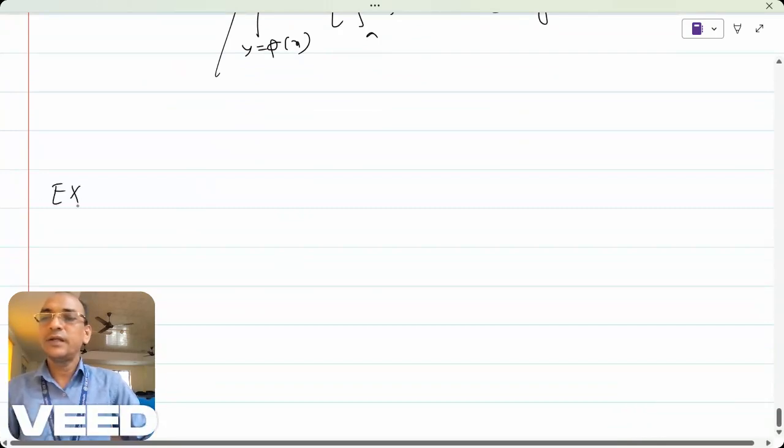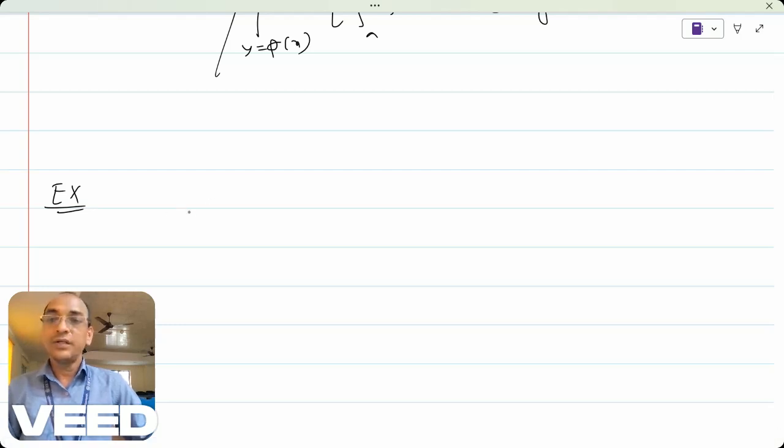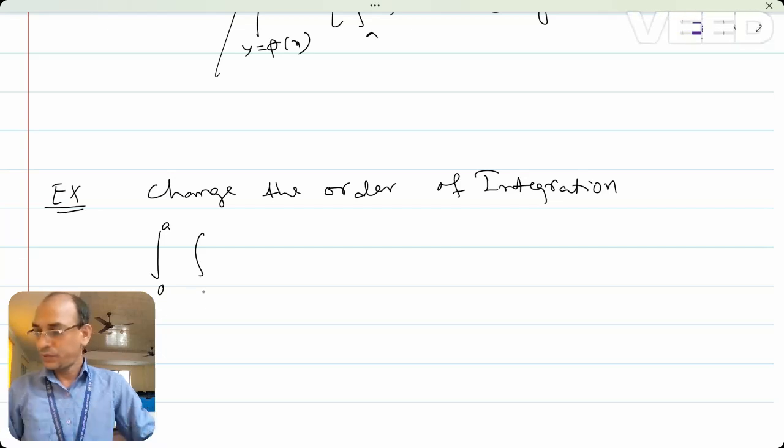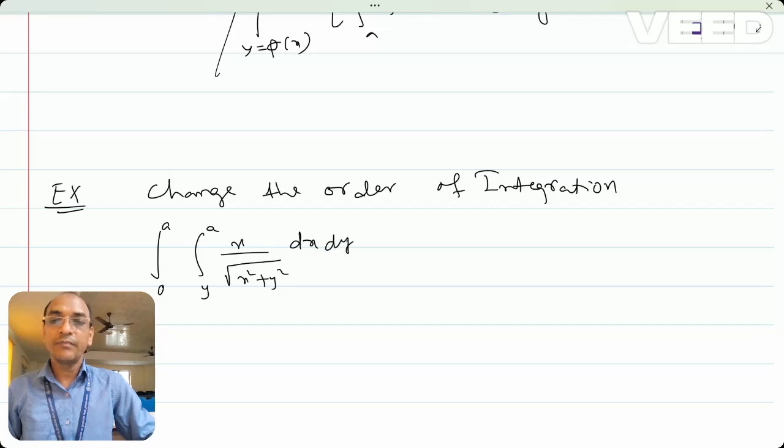Question you will get like this. Example: change the order of integration, integration 0 to a, integration y to a, x by root over of x square plus y square, dx dy, and then evaluate it.